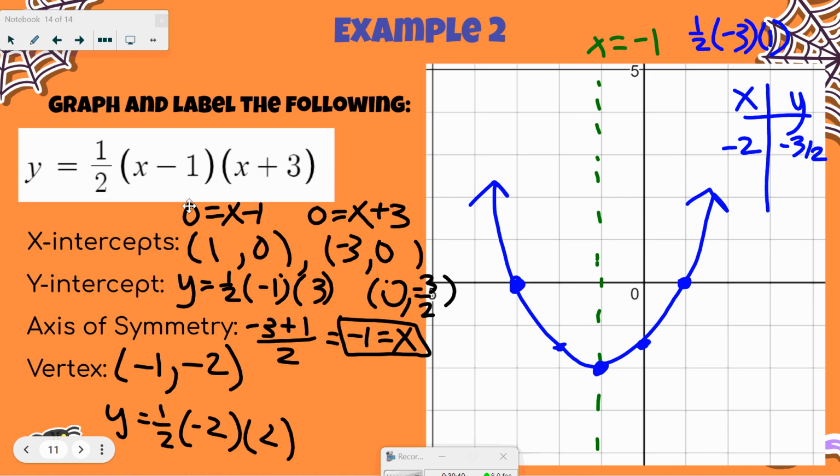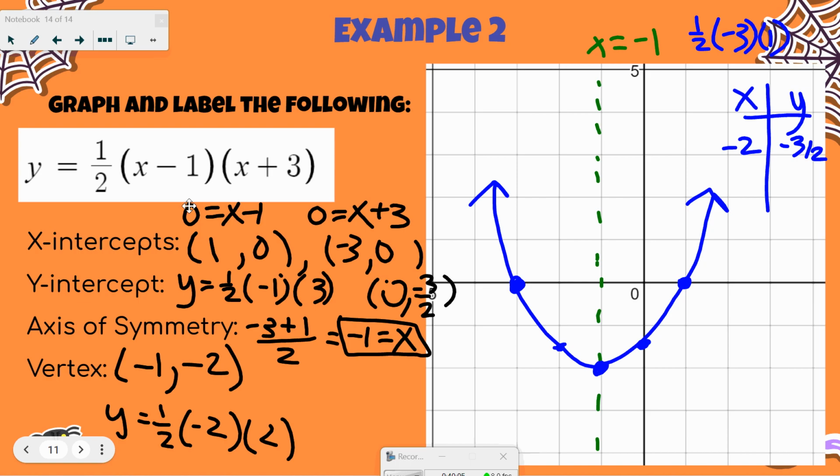All right, so that is our lesson for today with Intercept Form. The main thing to know is when you're in Intercept Form, how do you find your x-intercepts? You make y 0, and then you'll set each factor equal to 0.